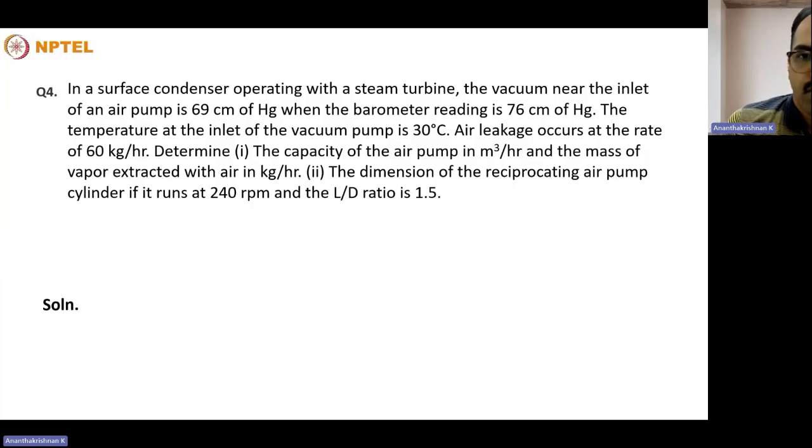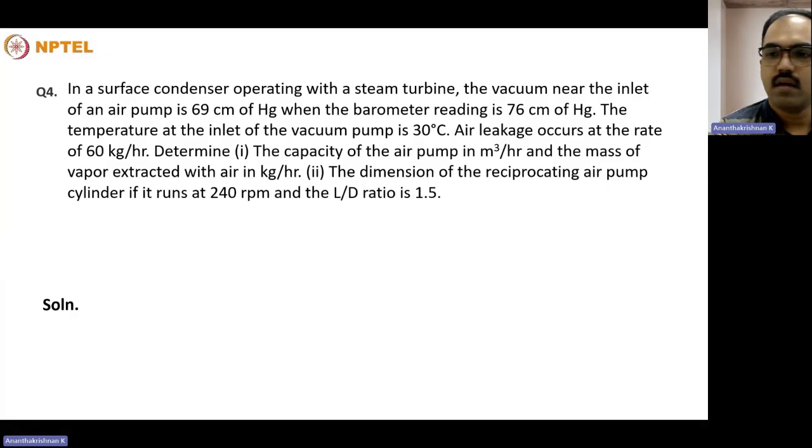Now we can see a question based on the condenser. It's based on a surface condenser, which operates with a steam turbine. The vacuum near the inlet of the air pump is 69 centimeters of mercury when the barometer reading is 76 centimeter of mercury. The temperature at the inlet of the vacuum pump is 30 degrees Celsius. Air leakage occurs at the rate of 60 kilogram per hour.